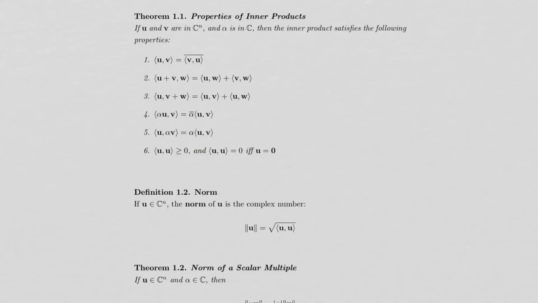And then the last one says that if I take the inner product of a vector with itself, I'll always get a number that's greater than or equal to 0, and I will only get 0 if the vector itself is 0. Remember, the "if" with two f's here is not a typo, it means if and only if. So the inner product is 0 if and only if the vector inside itself is 0.